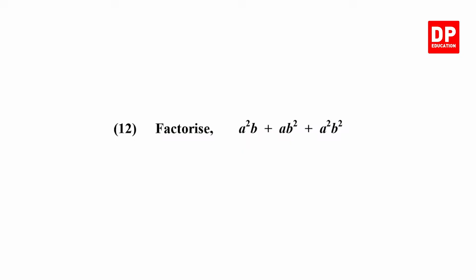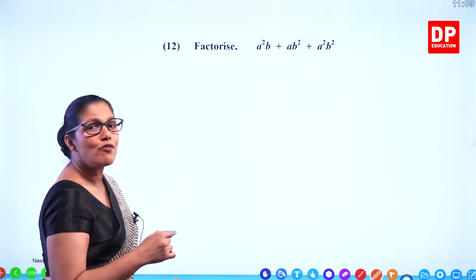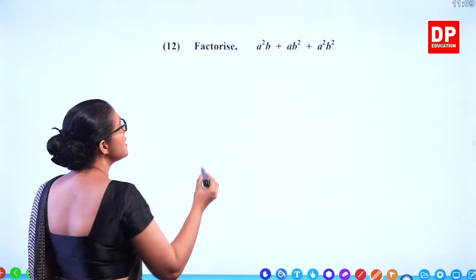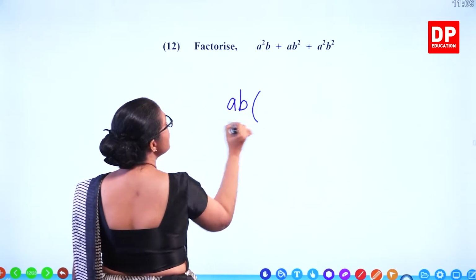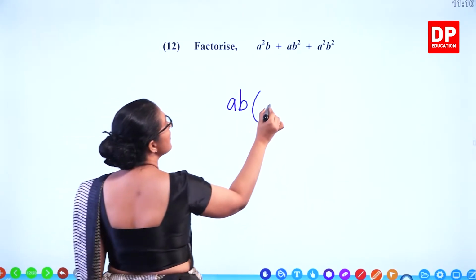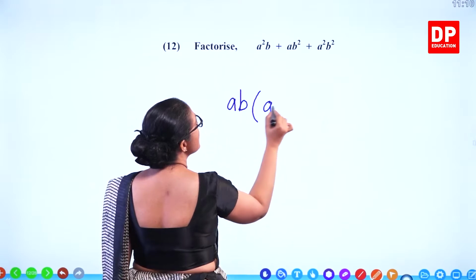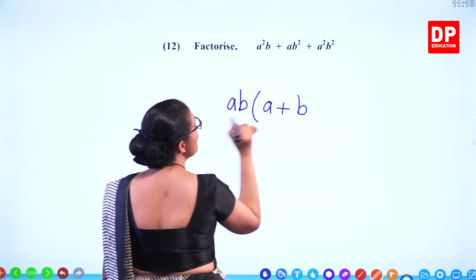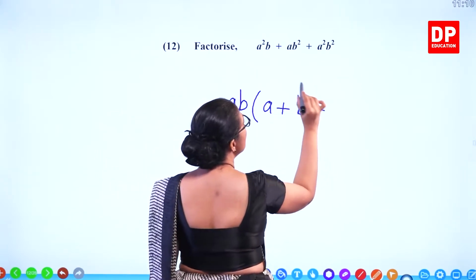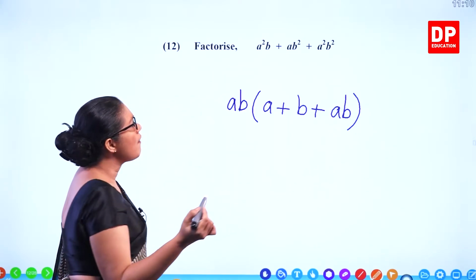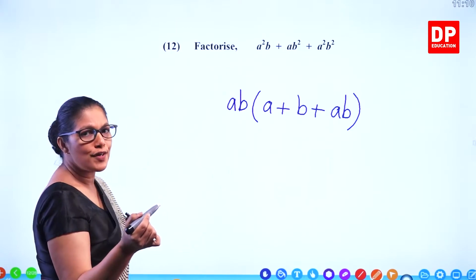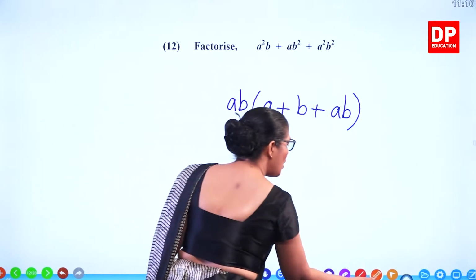Question number 12, factorize. So how do you factorize? You find out the common terms. AB is common for all three. Take it out. What's remaining? A is remaining from the first term. Second term, B is remaining. Third term, A, B both. So that's how you can factorize. You can't factorize further. So 2 marks for this question.